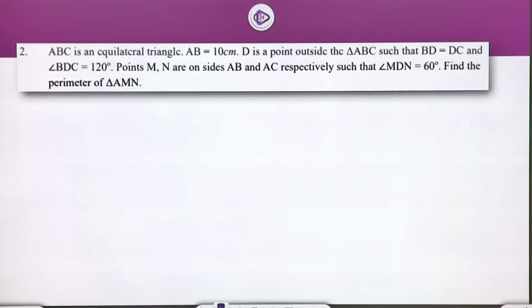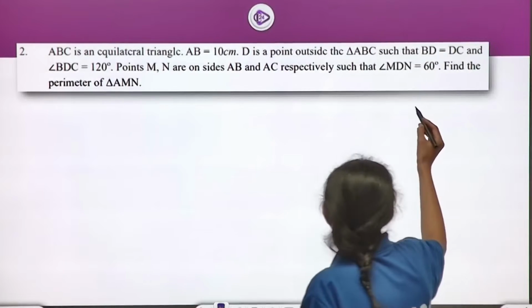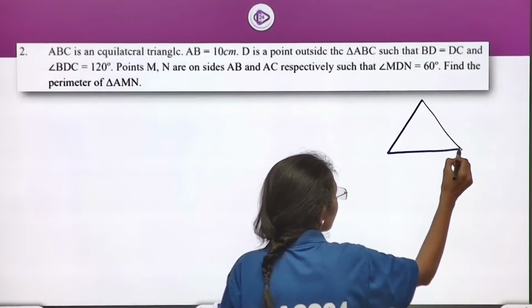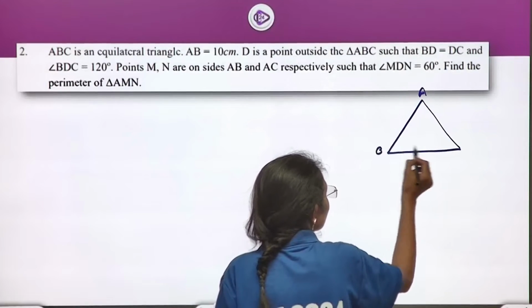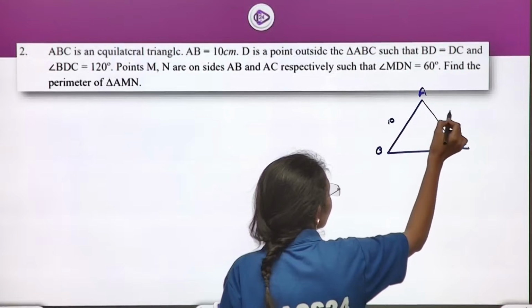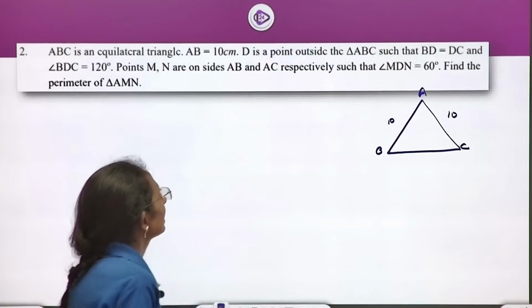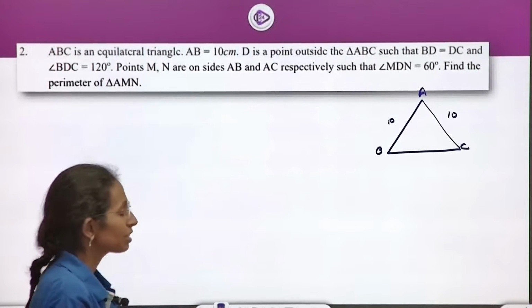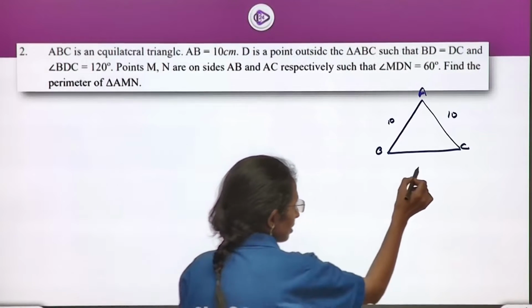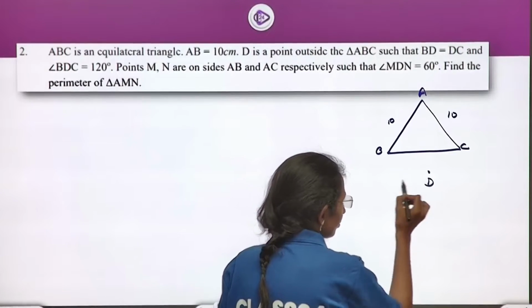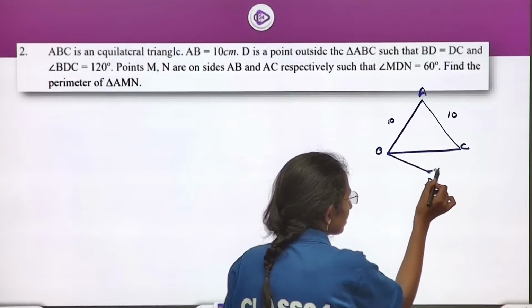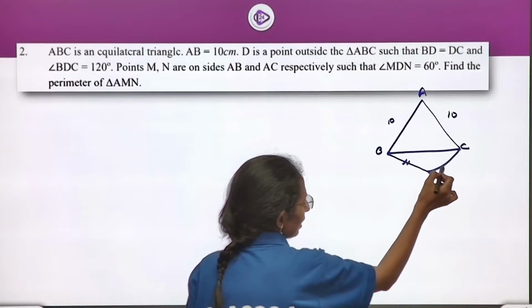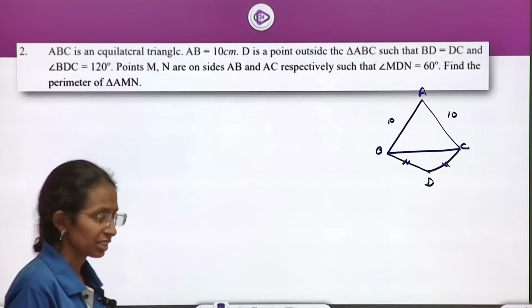Second question. ABC is an equilateral triangle with side 10. So first of all, I am drawing an equilateral triangle ABC of side length 10 each. D is a point outside ABC such that BD is equal to DC and angle BDC is equal to 120 degrees. So we are taking the point D over here such that this complete angle BDC is equal to 120 degrees and BD is equal to DC.